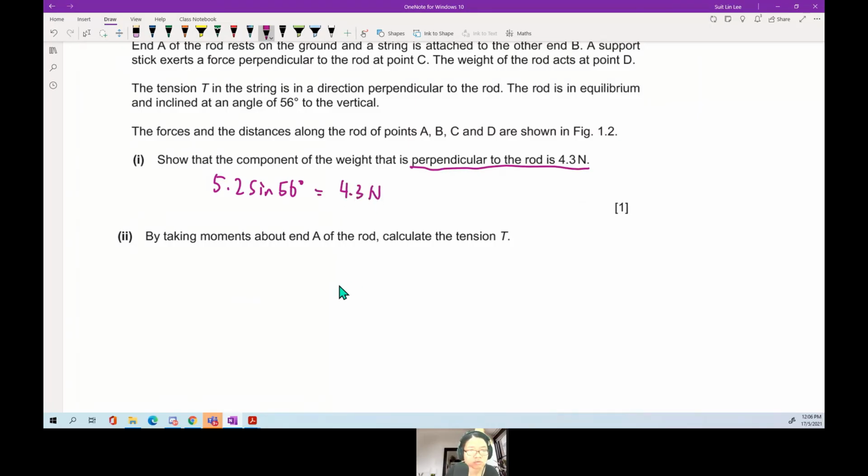4.3 Newton. Okay, wait. I need to answer some questions from the chat first. Let me see. 5.2 sine 56, 4.31. Okay lah, I write 4.3109, 4.311, which is more or less 4.3 Newton. So the question is always like, Miss, should I take 4.3 after this or should I not take 4.3 after this?